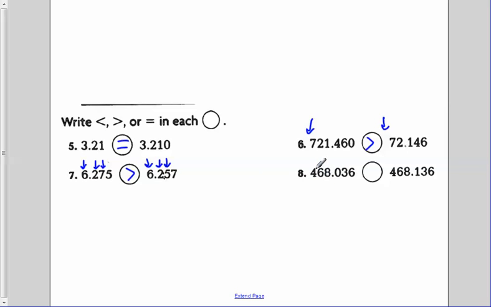Let's look at number 8 now. 468 and 36 thousandths is greater, or well, we don't know anything yet, compared to 468 and 136 thousandths. So we look at our place values. I have a 4 in each of my hundreds place, a 6 in my tens, an 8 both in my ones place, and then in my tenths I have a 0 and then I have a 1. Well, 0 is less than 1, so that must mean that 468 and 136 thousandths is greater than 468 and 36 thousandths. So as we say this left to right, reading with our inequality sign, 468 and 36 thousandths is less than 468 and 136 thousandths.